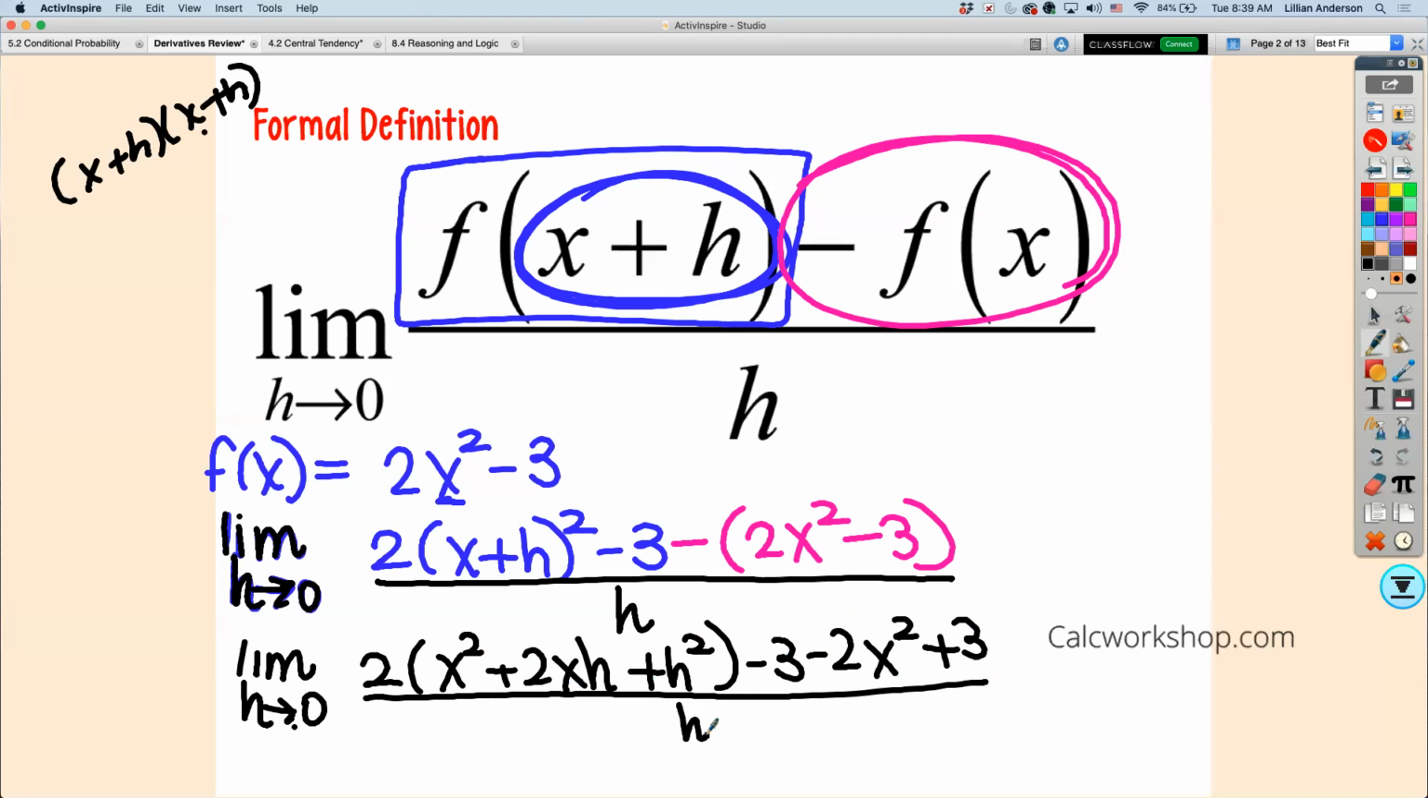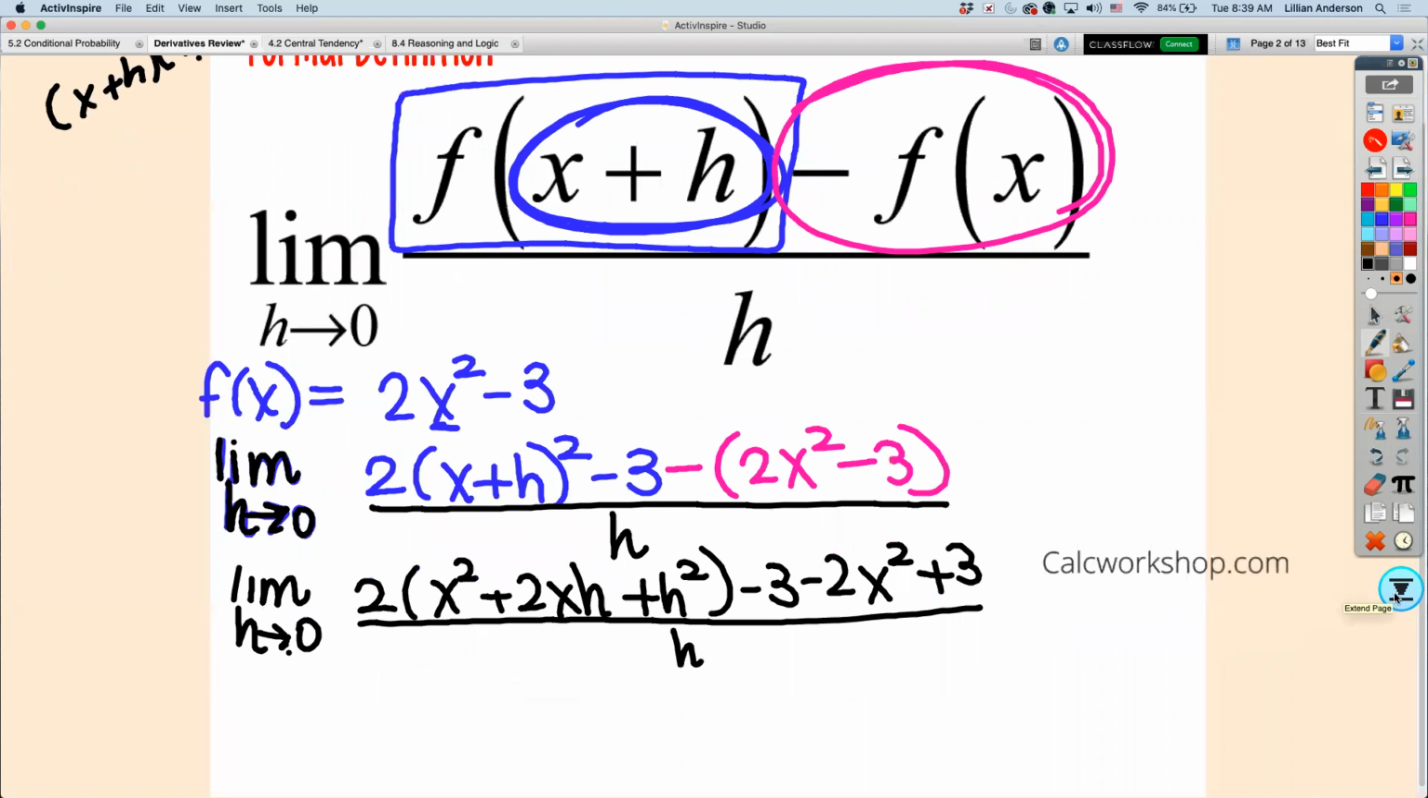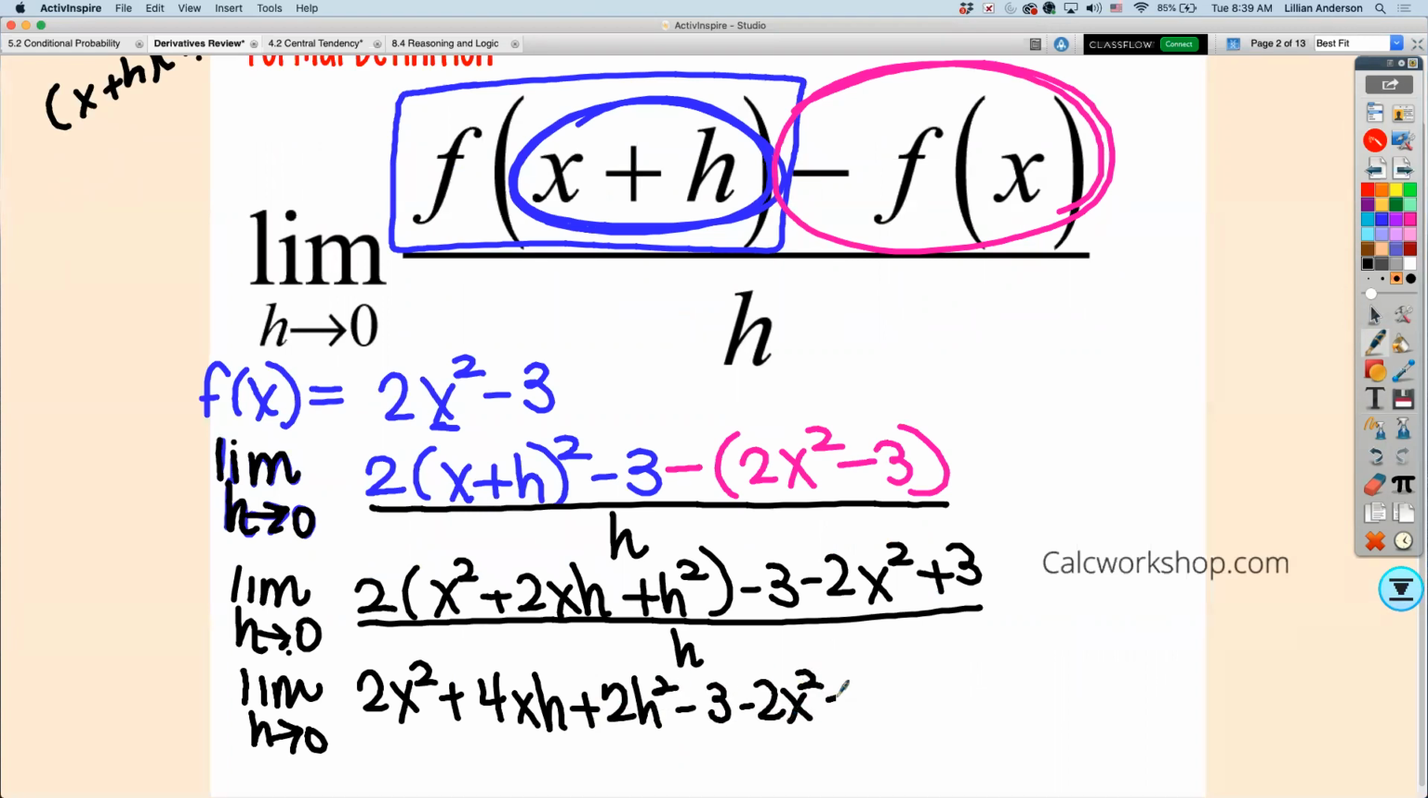What should I do from here? Distribute that 2. Because again, I want to get to a point that when I plug in 0 for h, I don't have 0 over 0. If I plug in 0 here for h, I'm going to get 2x squared minus 3 minus 2x plus 3 over 0. All that's still going to be 0 over 0. I don't want it yet. Distribute over that 2. That gives me 2x squared plus 4xh plus 2h squared minus 3 minus 2x plus 3.